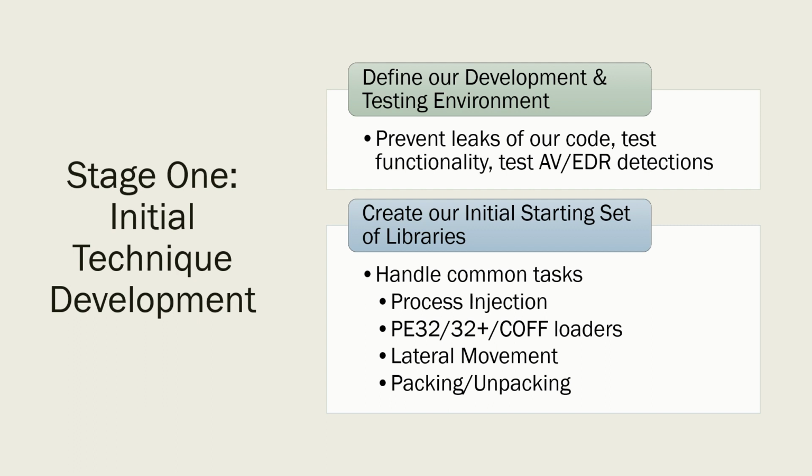Once we have that defined, we'll be creating our initial starting set of libraries. These are common techniques that we must have in our implant. Things like process injection, custom PE and COFF loaders, certain things for lateral movement, and also custom packing and unpacking. These are the core features that we'll have in our implant. Before we get to developing them, I'll go through the why and then the design of it, and then we'll jump into the coding of it.